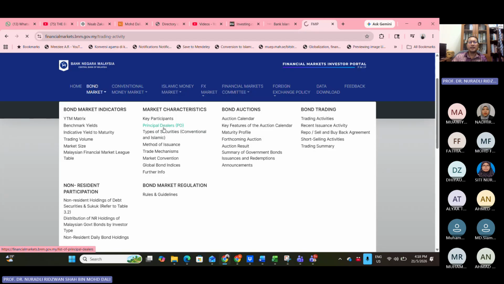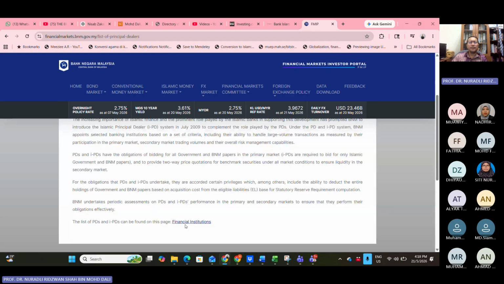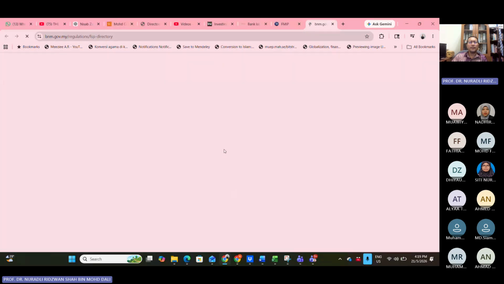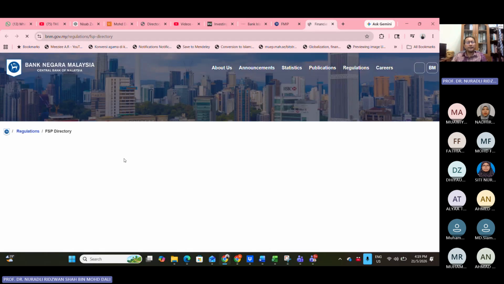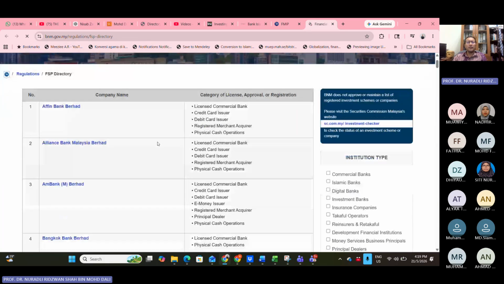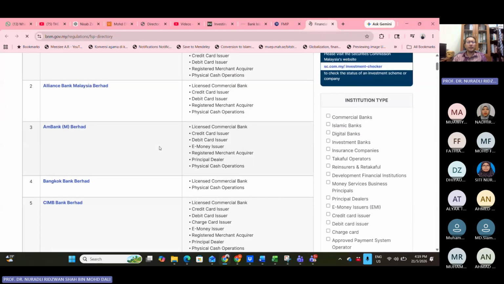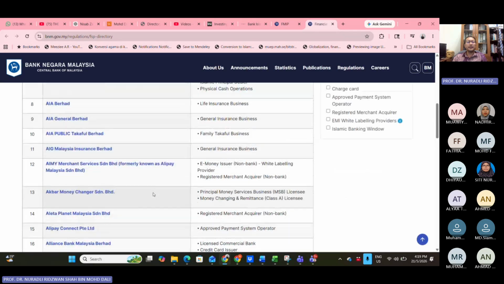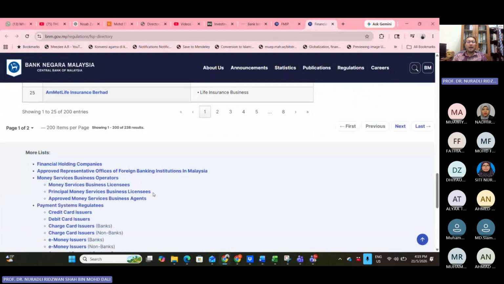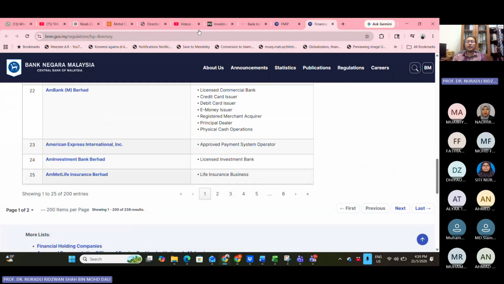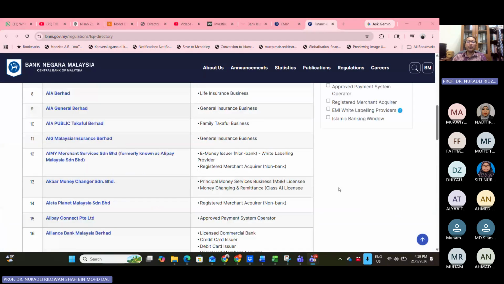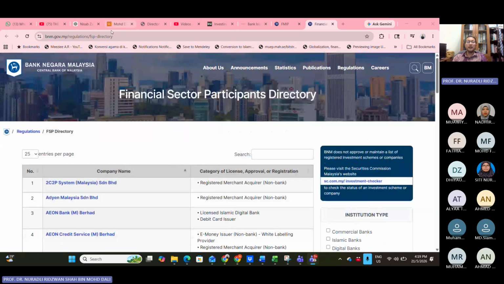The principal dealers, so you can buy from here. Mostly the banks. Just now I wanted to show you: you can go to Bank Negara if you want to buy in the local market.